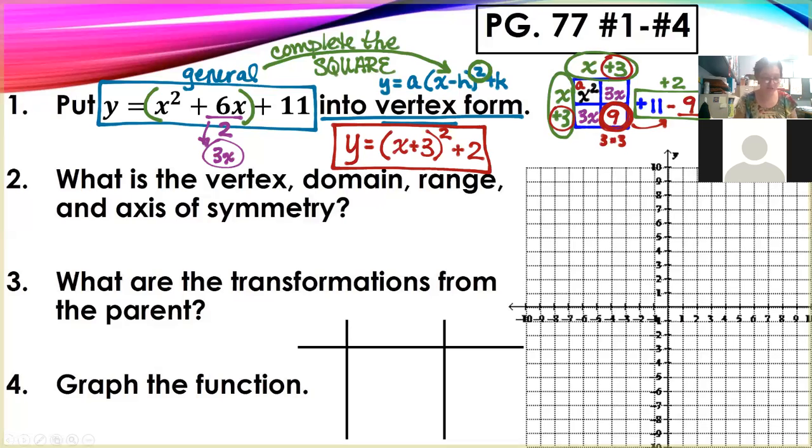So now that I have an AHK form, what is the vertex? What is my vertex? Absolutely correct, Excel. It's going to be -3, 2. Remember, this is my H and my K, but H in the equation is always the opposite sign of what I see. All right, since we're right here with this, let's go ahead and do axis of symmetry next.